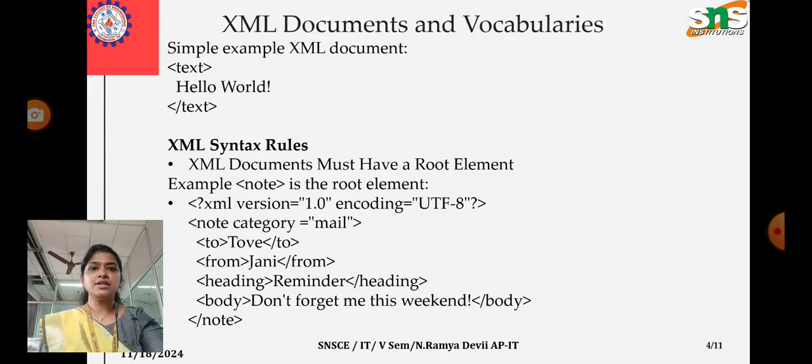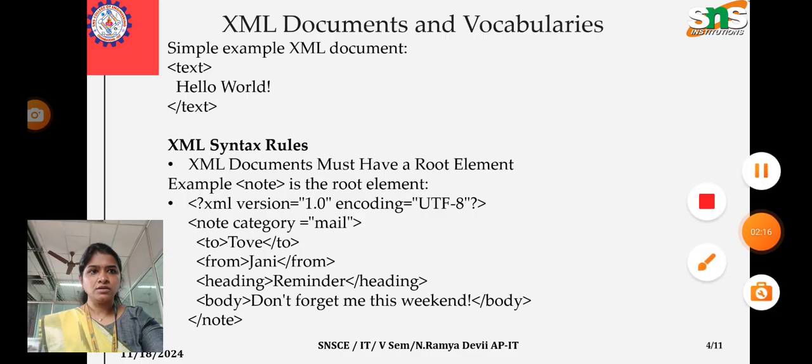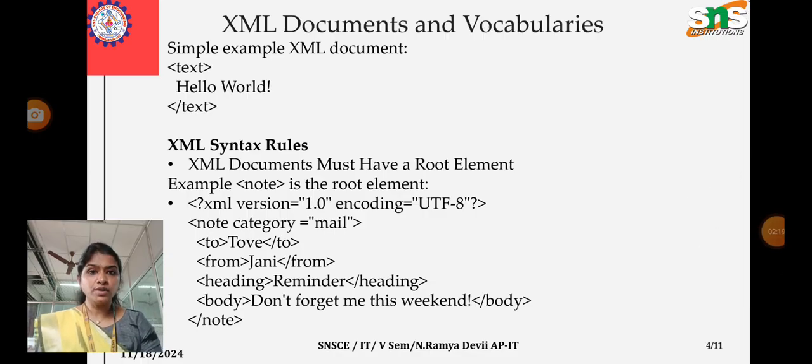Here there is an XML example for an email, in which we have note. Note is a category called email, and the email-related information is stored in this XML in the format of to, from, heading, and then the body of the email. So to, it has been sent to Tove, and from, it has been received from Jani, and the heading is a reminder, and the body of the message is don't forget me this weekend. This is the content of the message, and the note is stored.